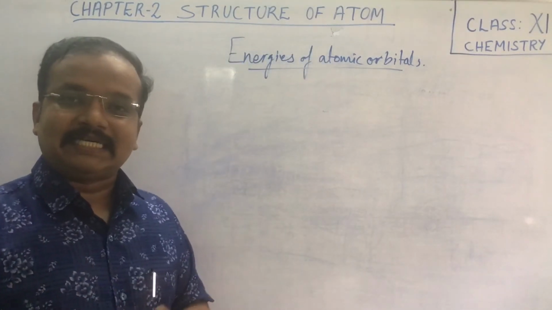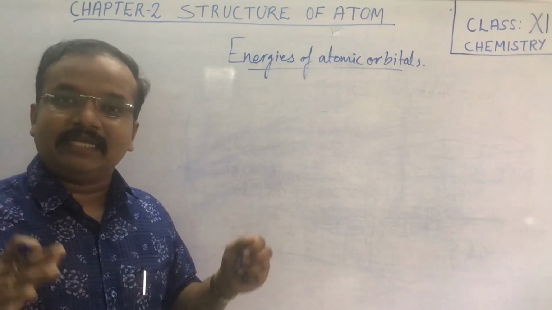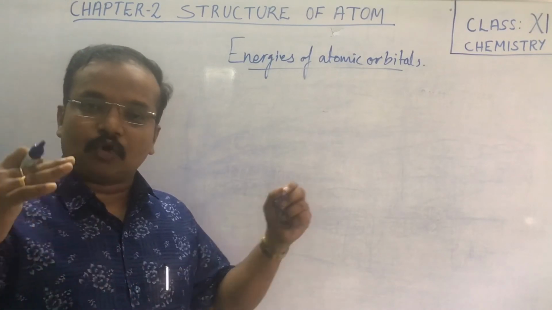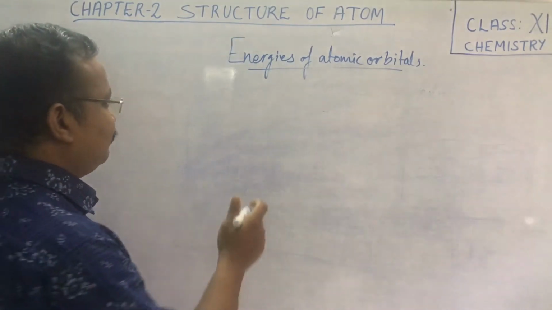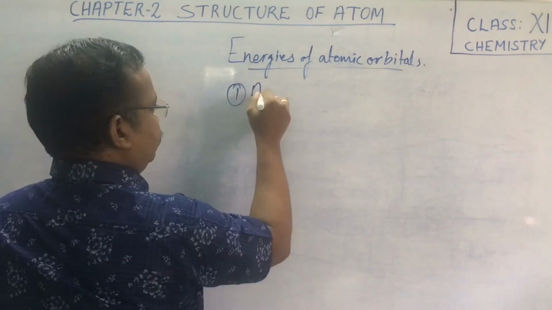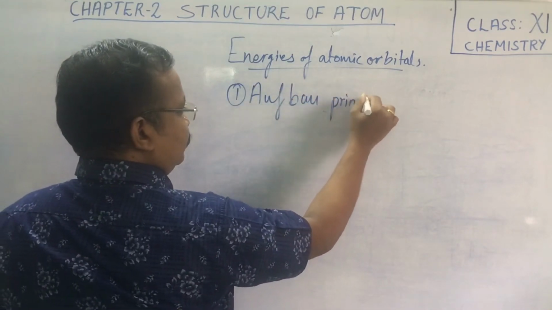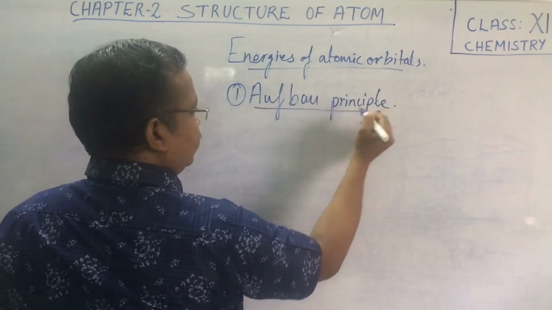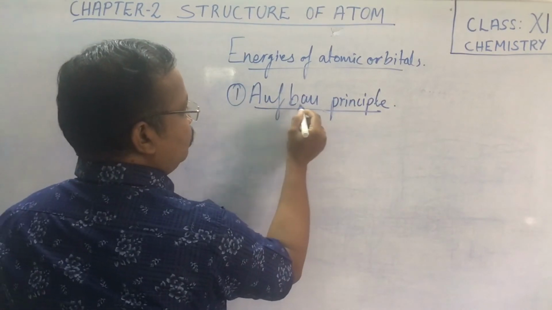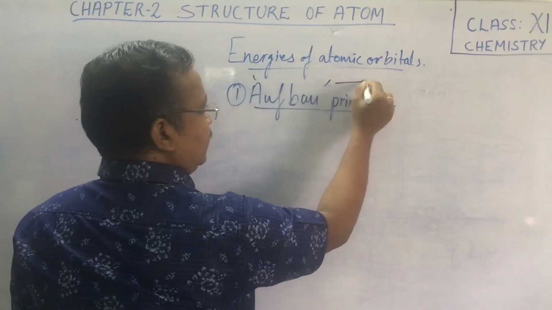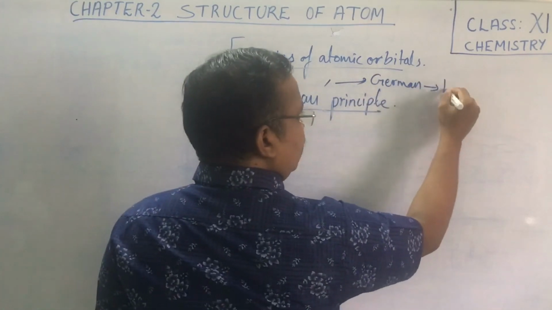Children, we need to learn certain laws and rules in order to arrange and write the electronic configuration of different elements according to the modern quantum mechanics or wave mechanics model, okay. The first one is the Aufbau principle. Children, here Aufbau means, in German, building a project.